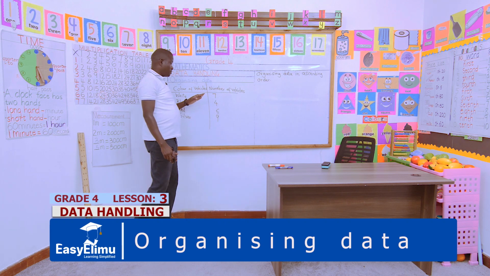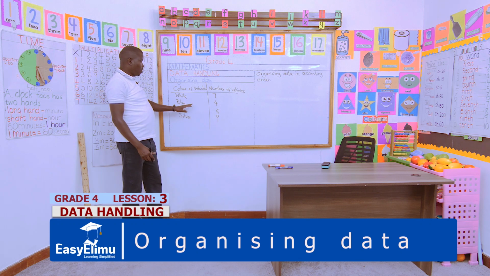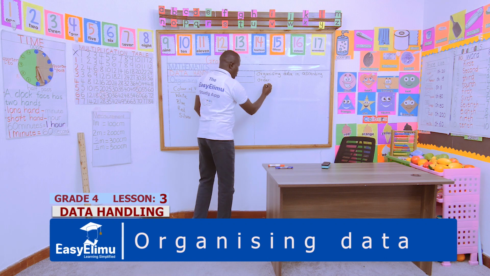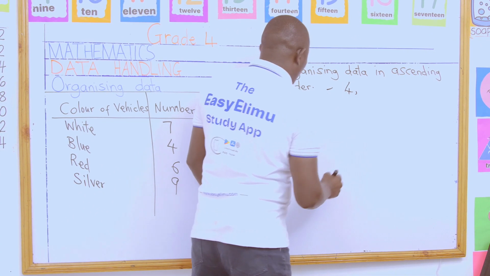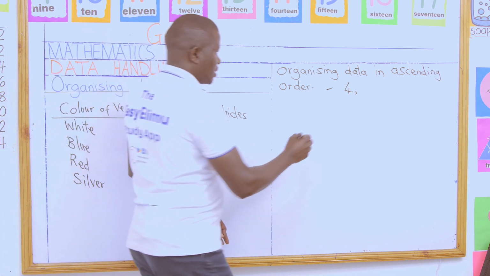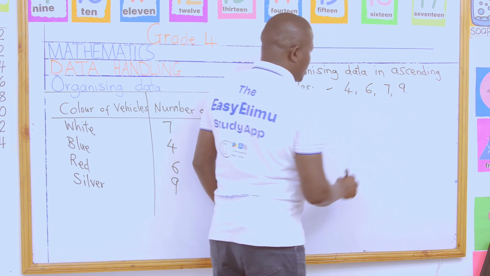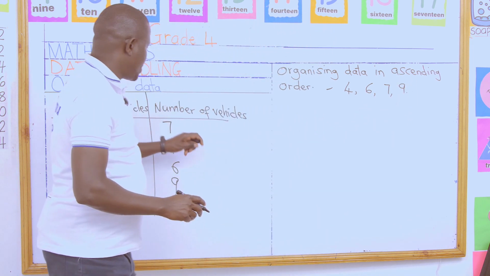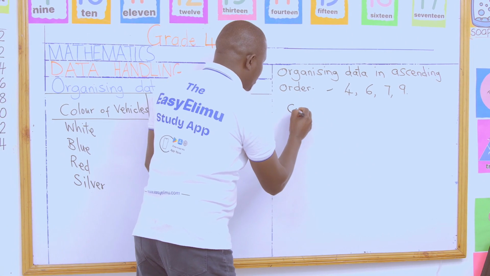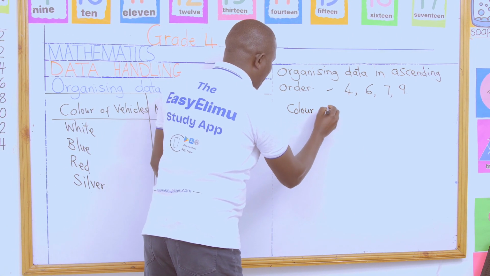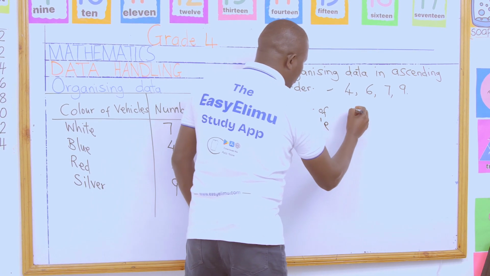And now, what was our smallest data? It was for blue vehicles, which was 4. So when we organize it in an ascending order, we'll start with 4. After 4, we go to 6. After 6, we come to 7. And then the last one will be 9. So if we were to arrange it in a table, we'll have the color of vehicle and the number of vehicles.